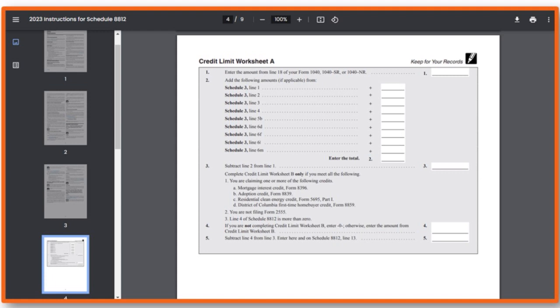if you're filing any of those forms electronically, the tax software will do the math for you, will do the preparation for you. You don't have to do anything. Now, this is only if you're doing things manually, then you need to understand the mechanics of the calculation before filing form 8812 with the IRS.